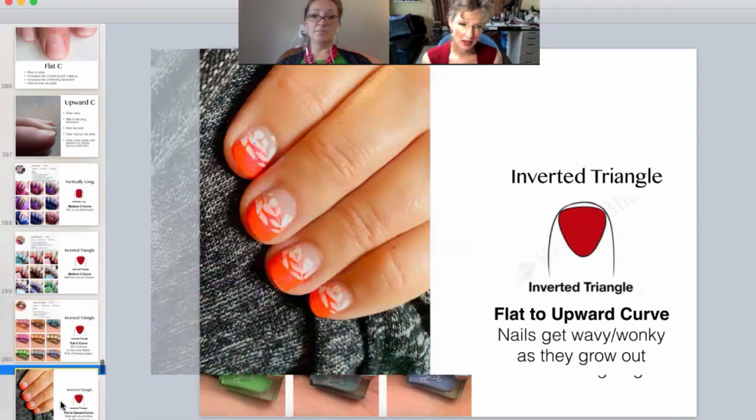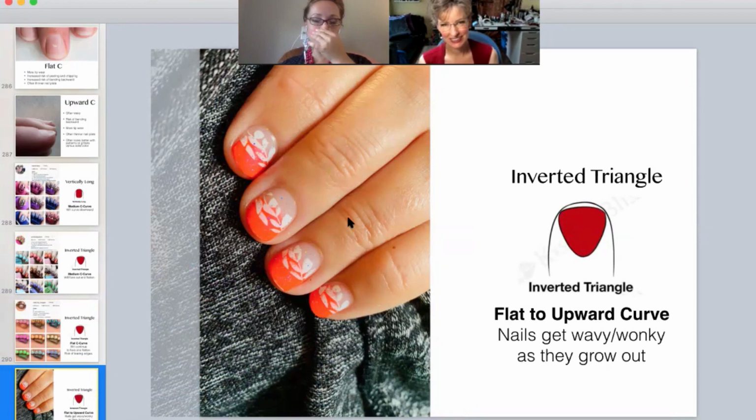And then these are my nails. This is what they look like today. It's not the best manicure, but this is me trying to preserve my tips because they've been peeling like that. So I do have the inverted triangle. Mine are flat to an upward curve. Again, it's not showing up right here. It's when my pointer fingers get long.